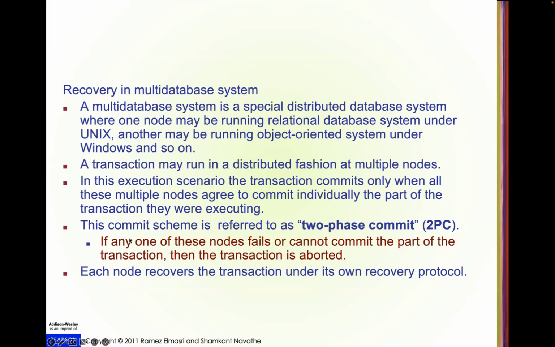If any one of these nodes fails or cannot commit its part of the transaction, then the transaction is aborted, so we cancel the transaction. Each node recovers the transaction under its own recovery protocol. Whenever the transaction is aborted, it means the transaction has to be recovered. So how is it done? Each system decides whatever protocol it is using to recover. It is up to them.